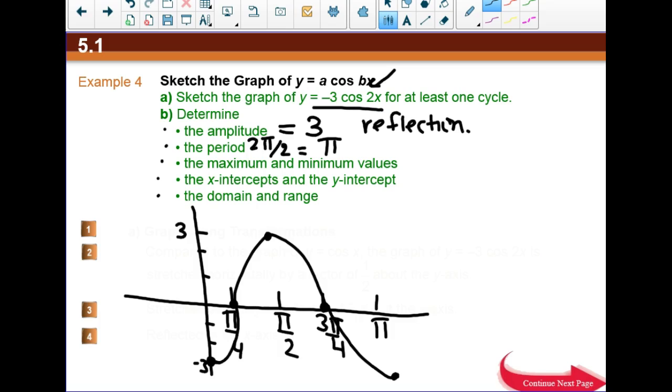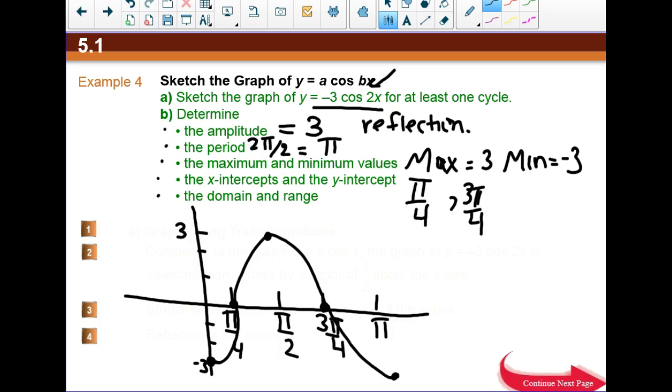And now, what's our max point? Yep, our max is 3. Our min is negative 3. What's our x-intercepts? We hit pi over 4 and 3 pi over 4. Okay, and our y, so these were x-intercepts. And our y-intercept, negative 3.